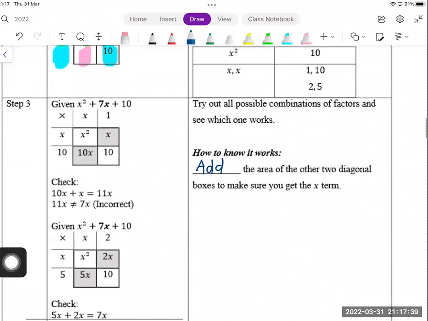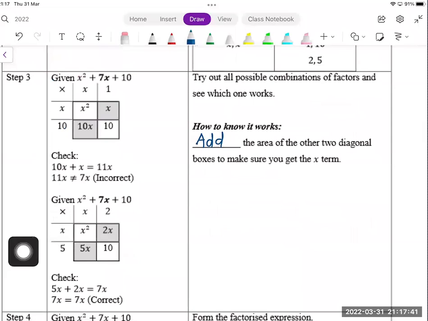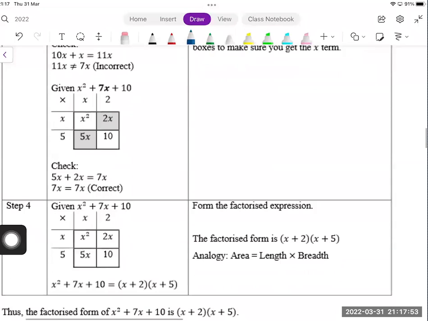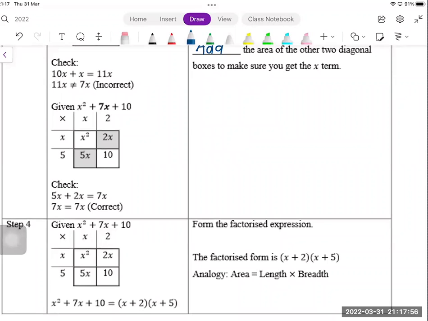If we try the other combination, 2 and 5, I put my 2 here, I put my 5 here. 2 times x, I get 2x, 5 times x, I get 5x, add up. Oh yes, I get 7x. So this is the correct combination. Once you get the correct combination, all you need to do is that you already know this and this will be the factors. So you can write x plus 2, it looks like this, and x plus 5, looks like this. So far, can you follow? Yeah.